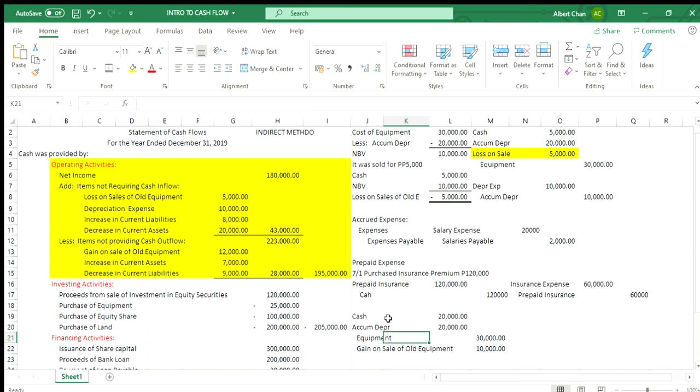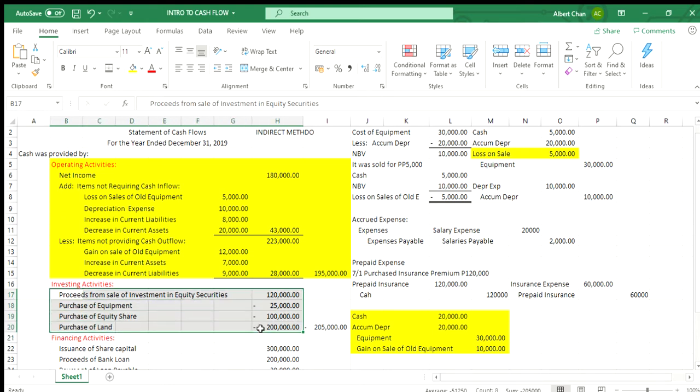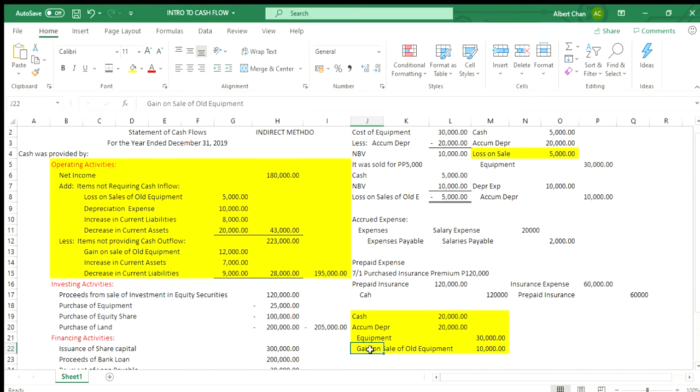Therefore, if you sold the equipment with a book value of 10,000 for 20,000, your cash will increase. But remember, equipment is classified under the statement of cash flows as part of your investing activities. So if there is cash inflow, it will be reported here as cash receipts in your investing activities. The gain on sale will be reported in your income statement as part of your other income. It will increase your income, but there was no cash receipt.